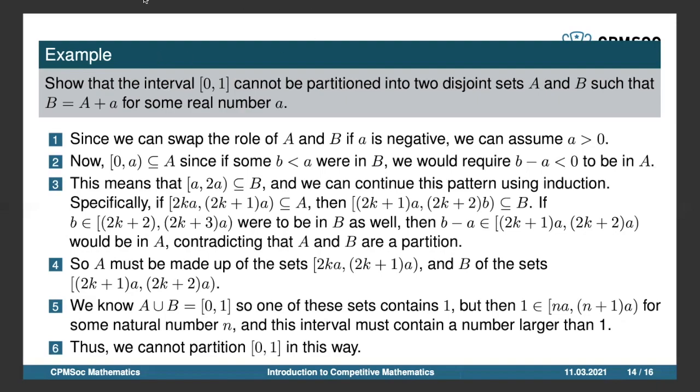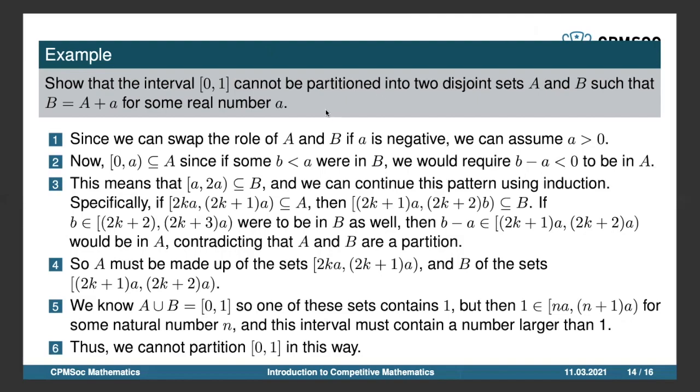So [Na, (N+1)a) containing an element larger than 1 just comes from the fact that if 1 is in that interval, because it's open on the right-hand side, it can't be equal to (N+1)a. So (N+1)a needs to be larger than 1. I think a formal definition of an interval might be a little bit nice. So if you have, say, the interval, I'll type it in chat. So if you have the interval [a, b), so a is closed on one side and b is open on the other, that's saying anything inside there satisfies this.